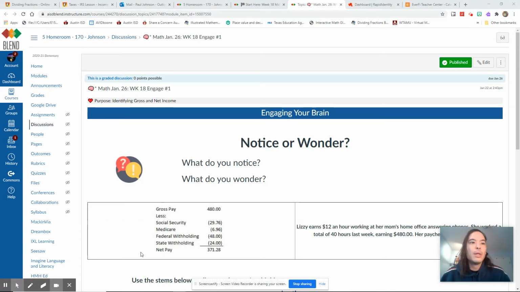Johnson's Computer. This morning it appears that we have two, four, six, eight. Eight tabs and an engage lesson. An engage lesson? Maybe I should speak English correctly. Alright, so we're looking at math. January 26th, week 18, engage number 1.